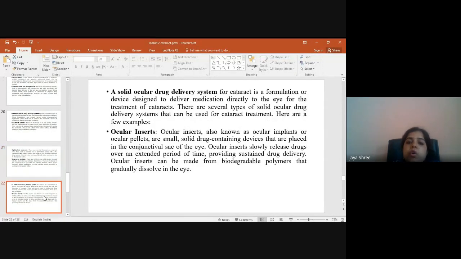And obviously the solid ocular delivery system for cataract is also there, like ocular inserts, which are small ocular pellets or small drug-containing devices that are placed in the conjunctival sac. Ocular inserts can be made from biodegradable polymers that gradually dissolve in the eye. They release the drug slowly over an extended period of time and provide a sustained drug delivery system.